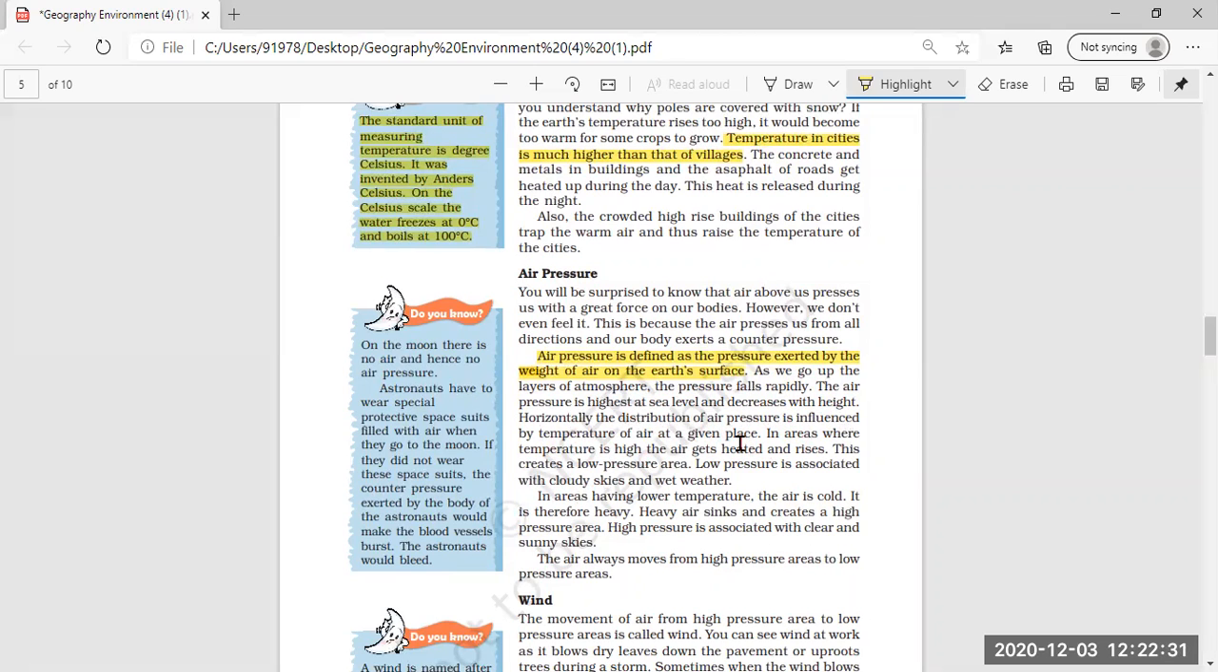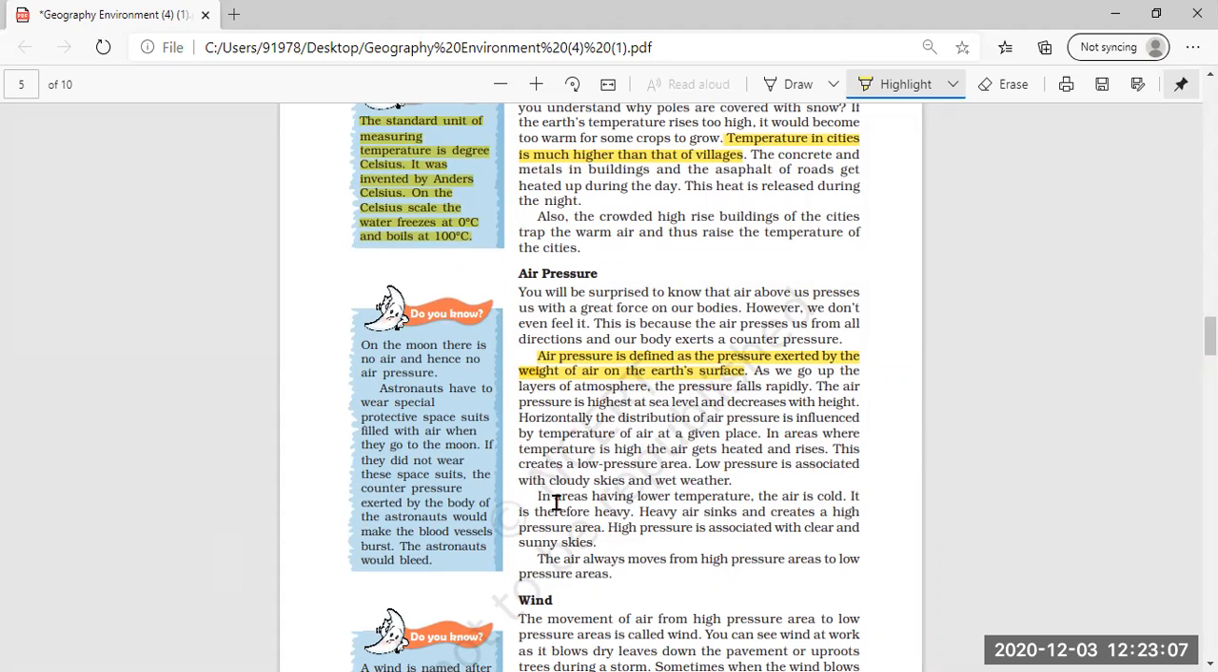Air pressure is highest at sea level and decreases with height. Horizontally, the distribution of air pressure is influenced by the temperature of the air at a given place, that is, how cold or how hot the air is there.